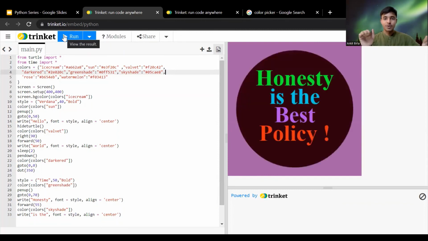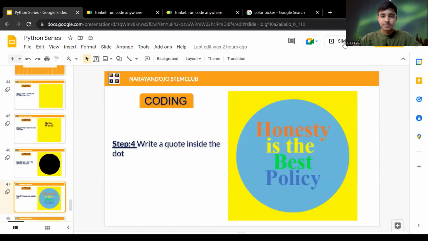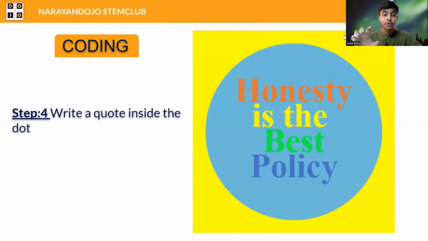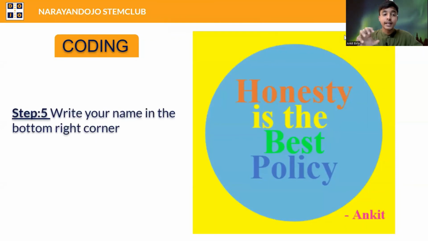Each line with a new color. Honesty is the best policy. And not only this, we have to perform something more. So come again to the slide and see the next step. So we are done with step number 4, where we have to write a quote inside the dog: honesty is the best policy, with each line in a new color. And now in the last step, you have to write your name on the bottom right corner of the quote.